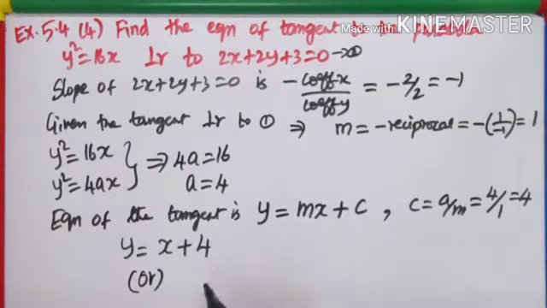Or bring everything to the same side. x minus y plus 4 equal to 0.